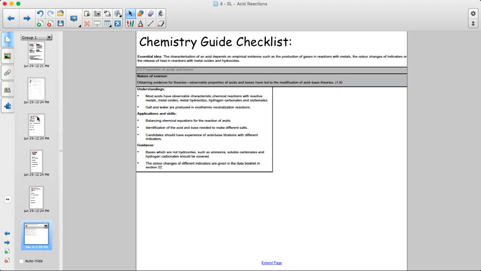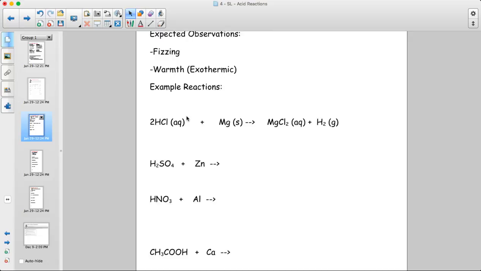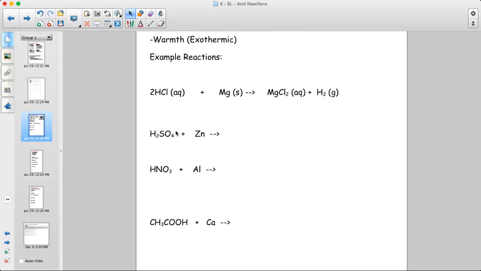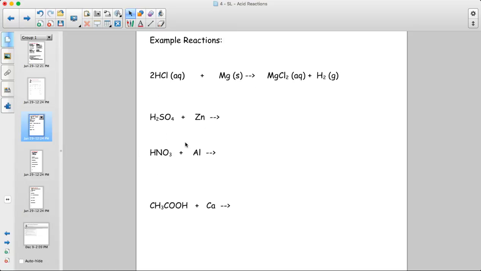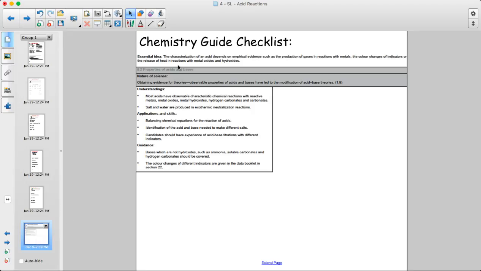I guess one point that I maybe glossed over here with metals: not all metals react with acid. Things like copper, gold, silver, platinum, the very stable metals that are good for jewelry, are too stable and they do not react with acids. But the more active metals like magnesium, aluminum, zinc, calcium, they will react with acids. So that's the reactions of acids.